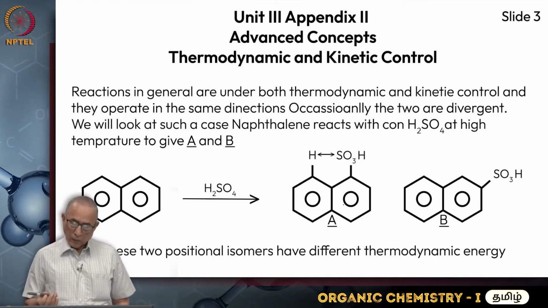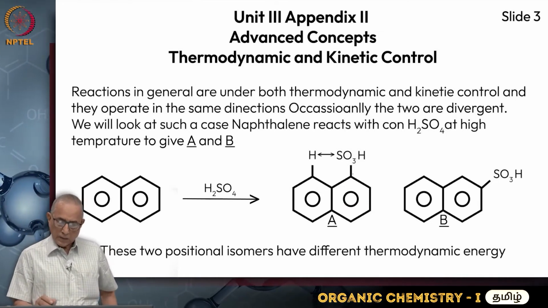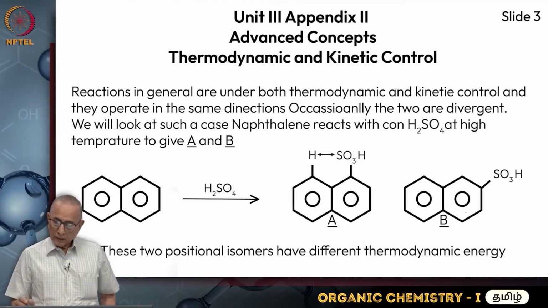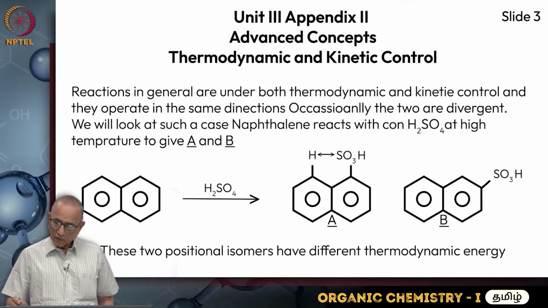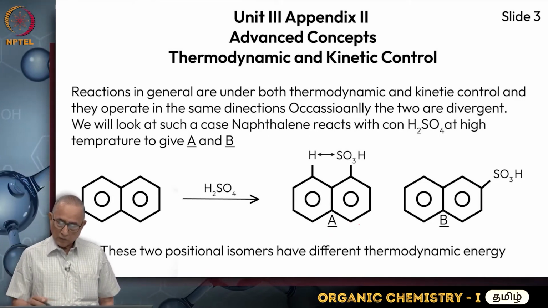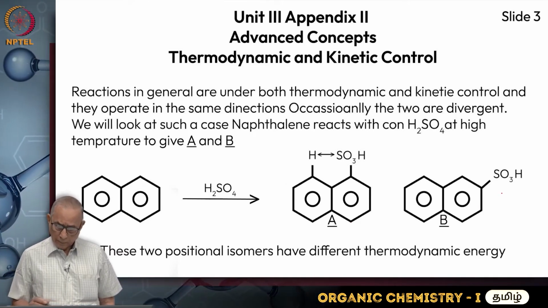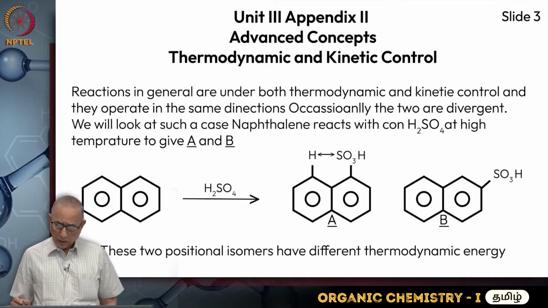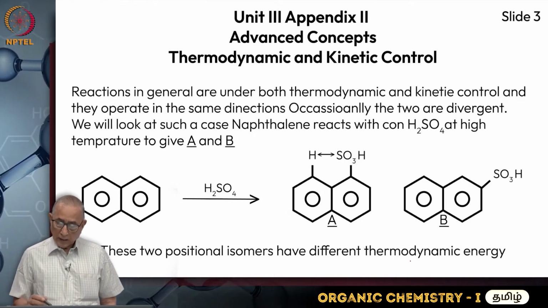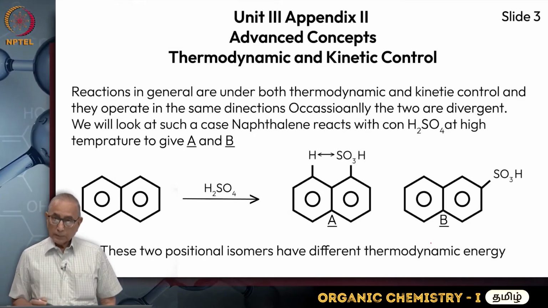This is naphthalene 1 sulfonic acid. இது 1 பொசிஷனில் சல்ஃபனேட் ஆகிருக்கு. இது 2 பொசிஷனில் சல்ஃபனேட் ஆகிருக்கு. This is called naphthalene 1 sulfonic acid. இது naphthalene 2 sulfonic acid. These are 2 positional isomers and they have different thermodynamic energy.